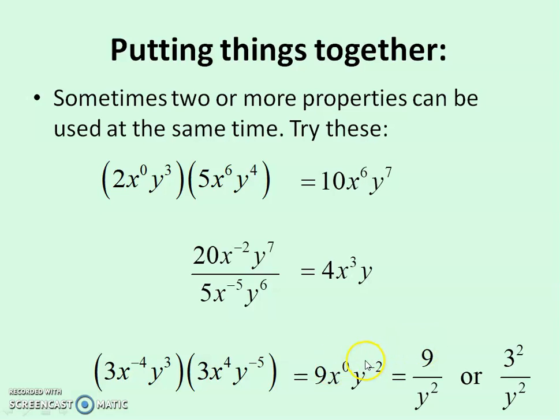So there are two rules that I'm following here. A zero exponent I don't write. It's just equal to 1. 9 times 1 is 9. And y to the -2, because it's a negative, moves to the bottom, and I rewrite it as a positive.